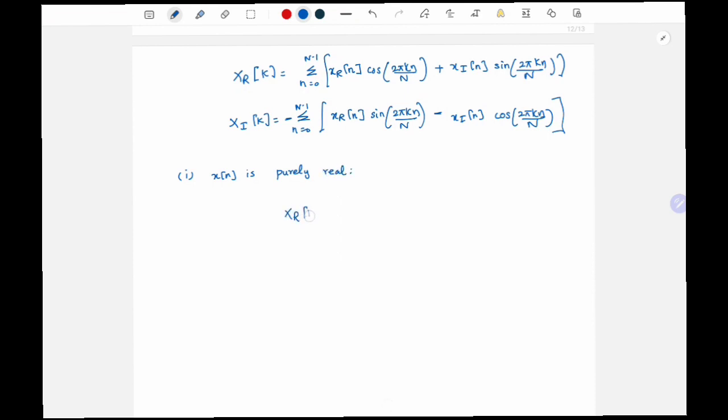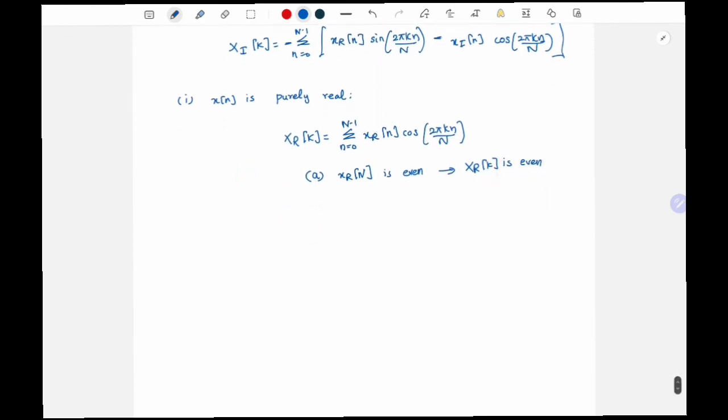So now if your x of n is purely real, your Xr of k will reduce to the summation n equal to 0 to N minus 1 of xr of n cos 2 pi k n by N, which means this is even, right? Because it's a cos function. So if your xr of n is even, then your Xr of k is even. And if xr of n is odd, your Xr of k is also odd.